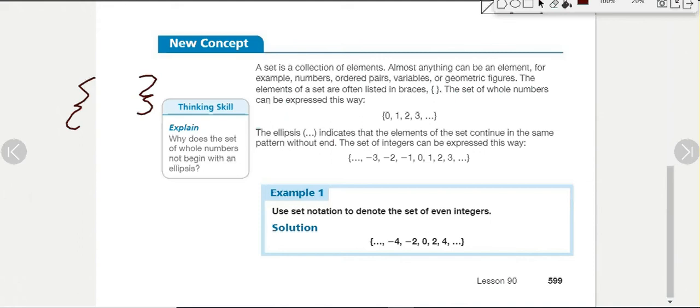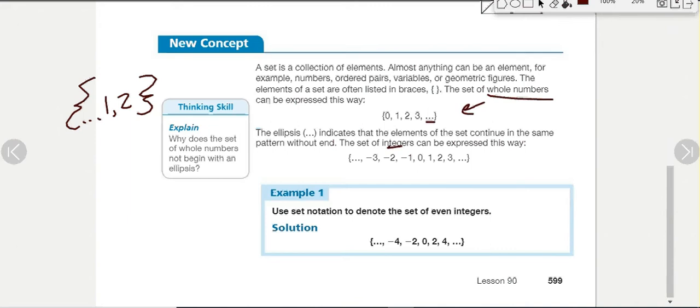And then we use an ellipsis to show that maybe the list goes back further than one, right? It shows it keeps going in front of it, or it can go behind it. This is whole numbers right here. This is integers.